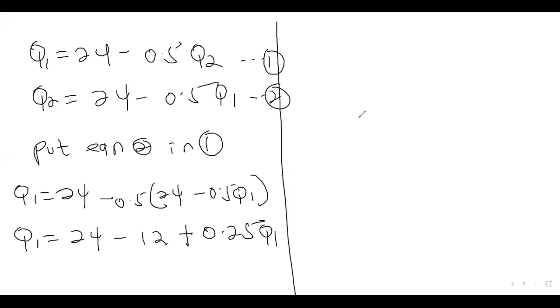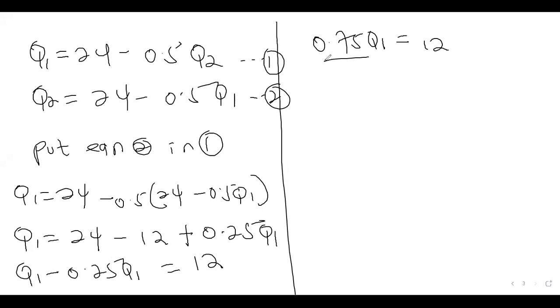So the next thing is that we are going to group like terms. So you have Q1 minus 0.25 Q1 is equal to 24 minus 12, which is also 12. So you have 0.75 Q1 is equal to 12. So when you divide both sides by 0.75, we have Q1 equal to 16.